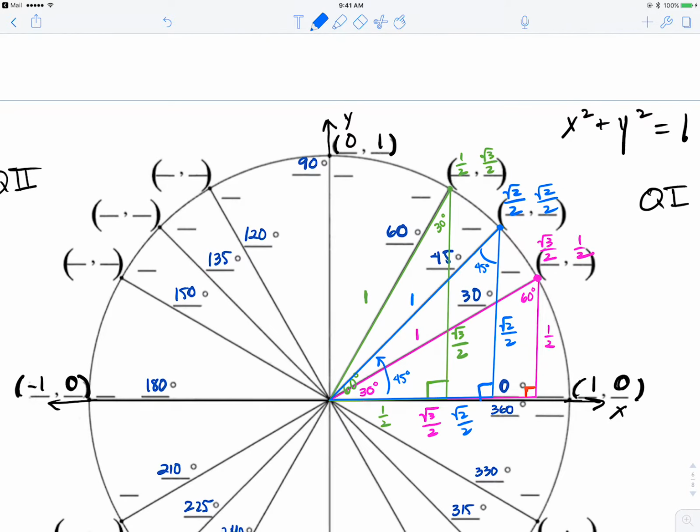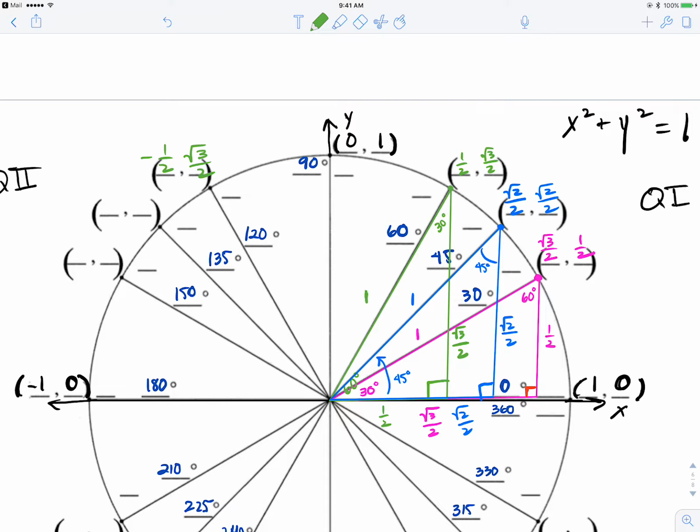Okay, so looking at quadrant 2, at 120 degrees, the point on the circle at 120 degrees, isn't this point just a reflection of the point at 60 degrees about the y-axis? So what would this point be? Negative 1/2, comma, root 3 over 2. Perfect. And we know in quadrant 2, the x values are going to be negative and the y values will be positive.